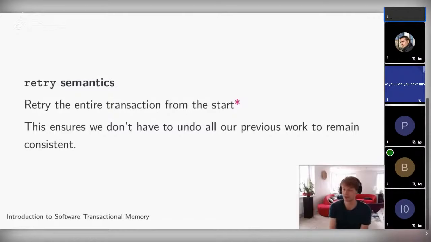And it ensures that we don't have to undo all of our previous work to remain consistent. Because remember, in our locking example, if you have an exception or an error case in between a very complex nested transaction, and you want to get out of that, you not only need to unlock, but you also need to reset all the values of the stuff that you modified to their initial values. Otherwise, external observers can see the results or can see intermediate states. So retry has some very nice properties.